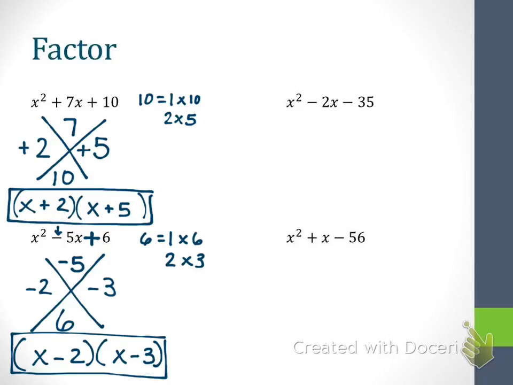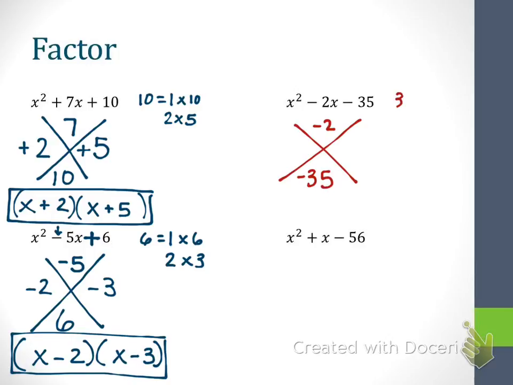So that's how we factor whenever c is a positive. But let's look at the next two problems. C is now a negative. So that's going to change things a little bit. Okay, so we make our x. B goes up top, which is negative 2. And C goes on bottom, which is negative 35.